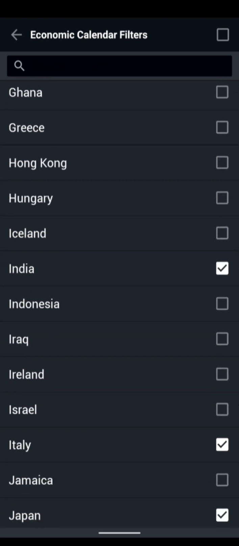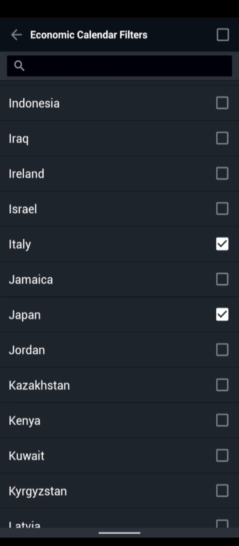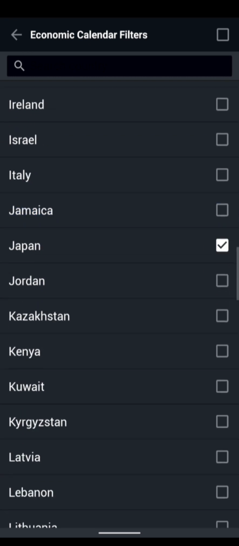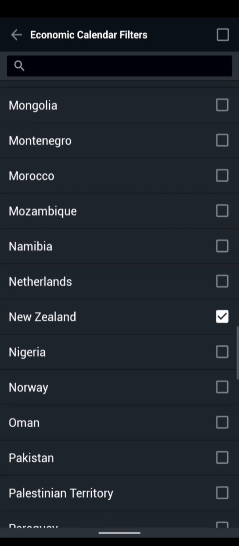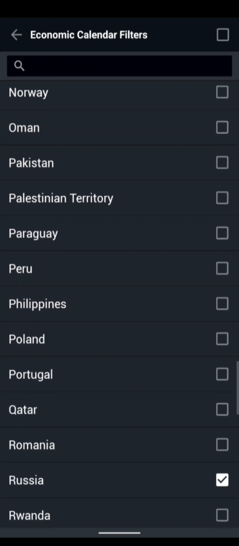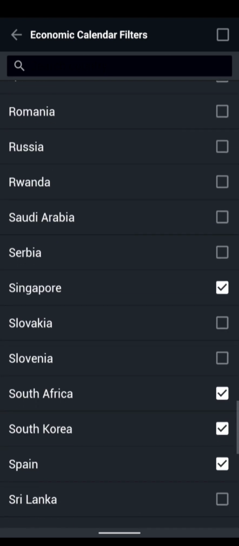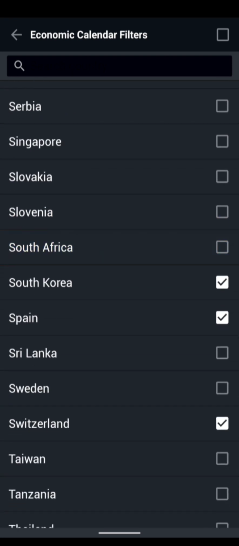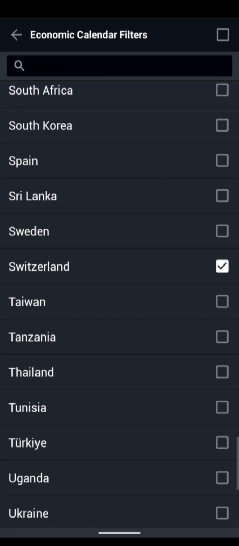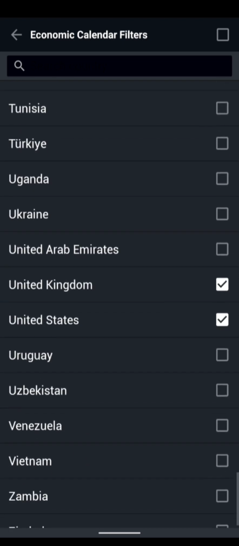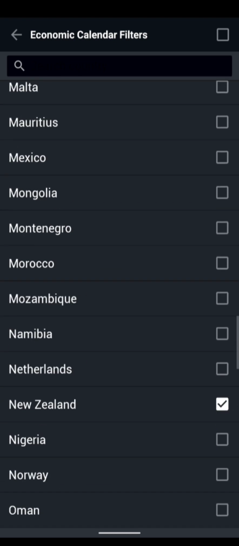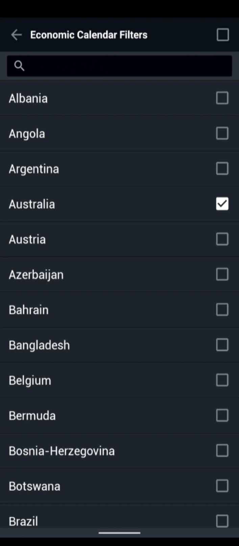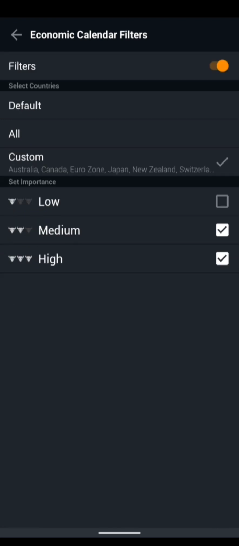So I'm deselecting. I only want to be left with pairs or currencies of countries I trade. So Japan, we have the Japanese yen. Scrolling down, we have the New Zealand dollar. Not really Russia, I'll deselect. South Africa, not really. South Korea, Switzerland, we have the Swiss franc, CHF. UK, United Kingdom, we have the Great Britain pound. United States, we have the US dollar. So I've filtered, and I'm left with news from those specific countries. We have low, medium, and high.